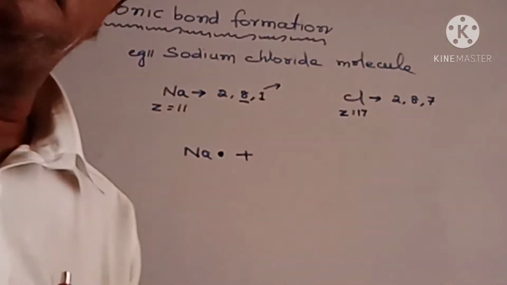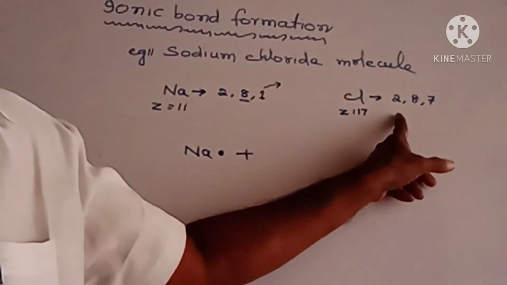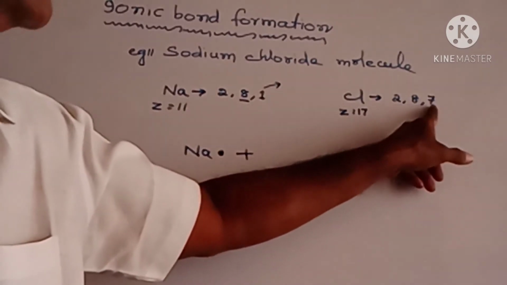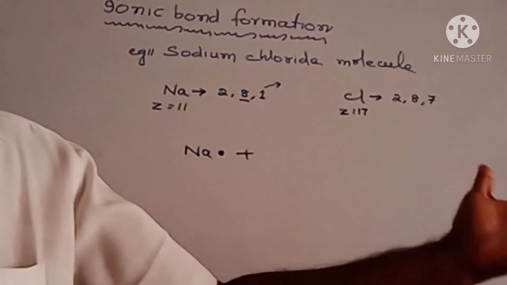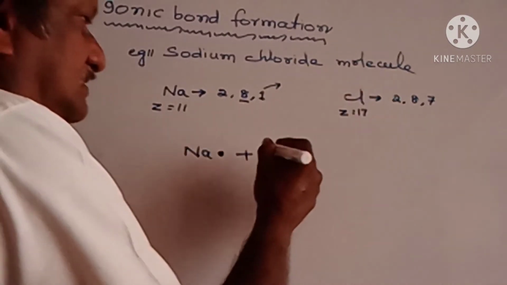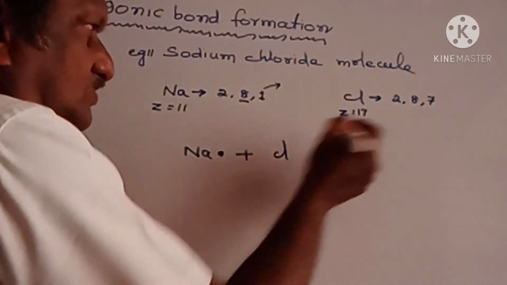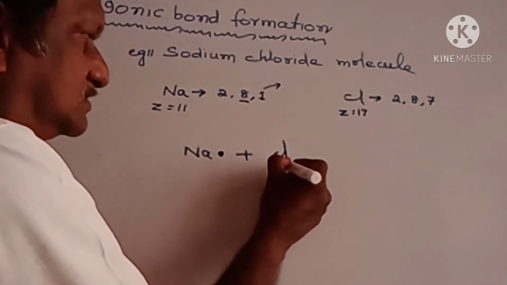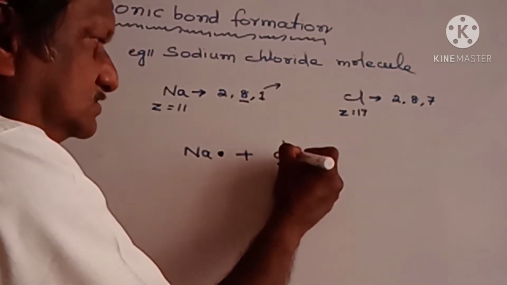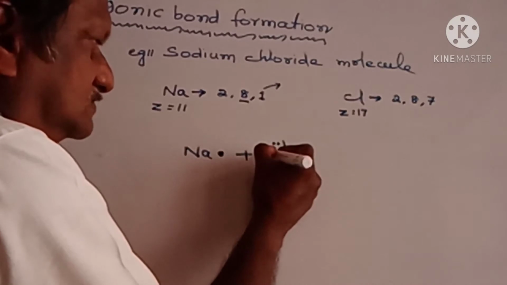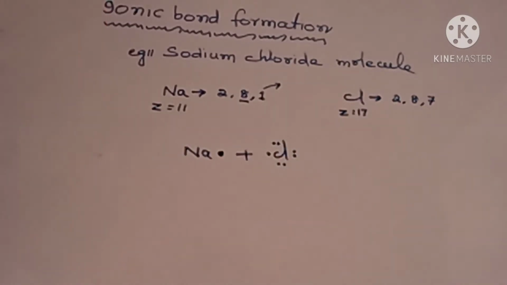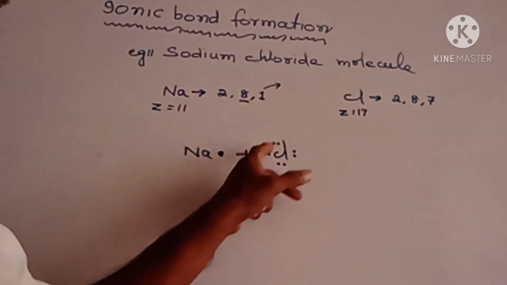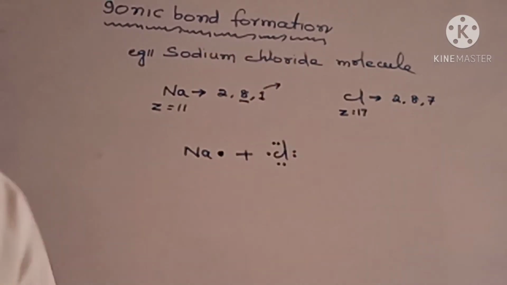Whenever it takes 1 electron into its last orbit, the chlorine atom gets stability. So we can show the chlorine atom like this. In its last orbit there are 7 electrons, and we can show the 7 electrons in the last orbit in this way.